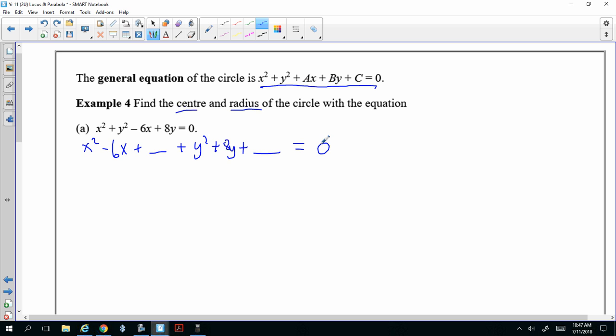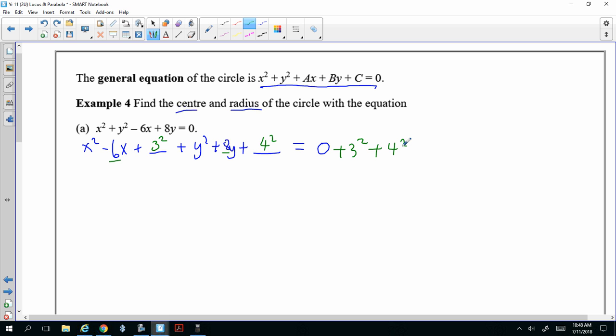What you need to do is to halve the 6, and you get 3, and you have to square it. And whatever you do to the left, you have to do to the right. And you do the same thing with the 8. Half the 8 is 4, plus 4 squared, plus 4 squared. That's the first step. We try to complete the square.